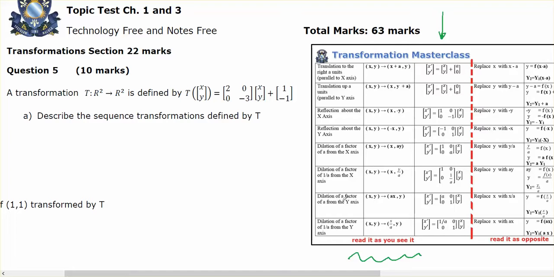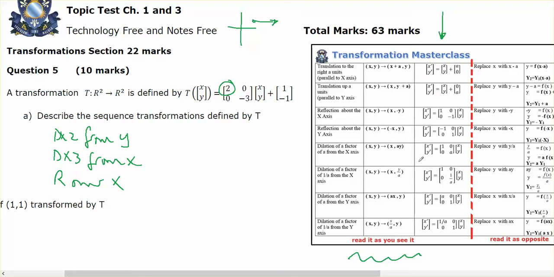there's the A there, it means I do a dilation by that factor from the y-axis. So that 2 is a dilation by a factor of 2 from the y-axis, because the x value gets multiplied by 2, therefore it gets dilated away from the y-axis. The 3 is a dilation by a factor of 3 from the x-axis. The negative is a reflection over the x-axis, because if the negative is on the x, it's a reflection about the y-axis, and if the negative is on the y, it's a reflection about the x-axis.